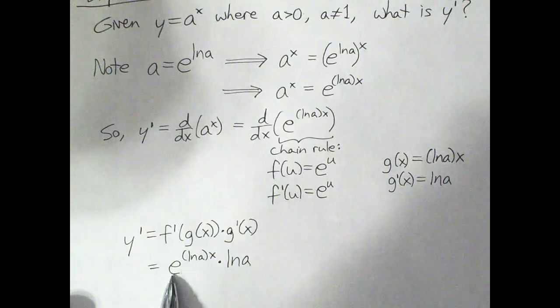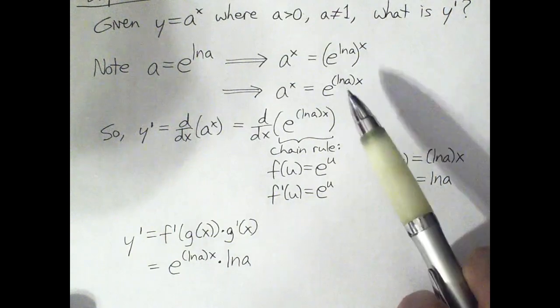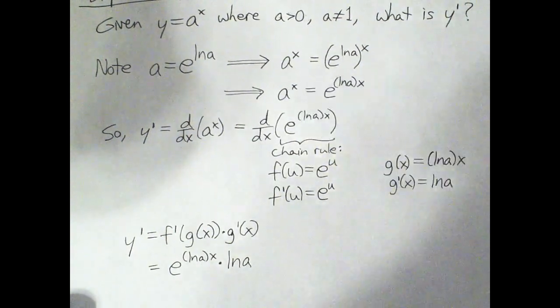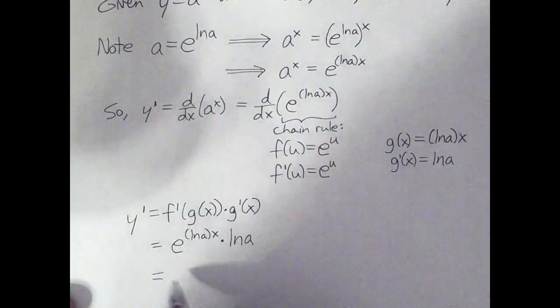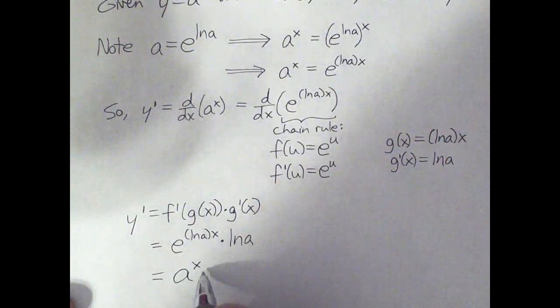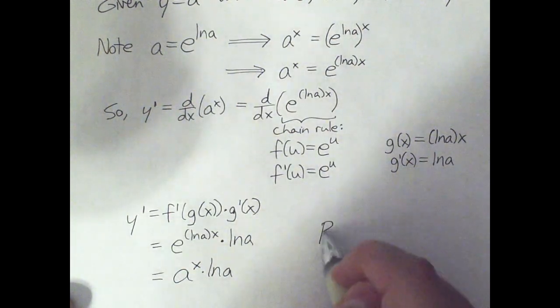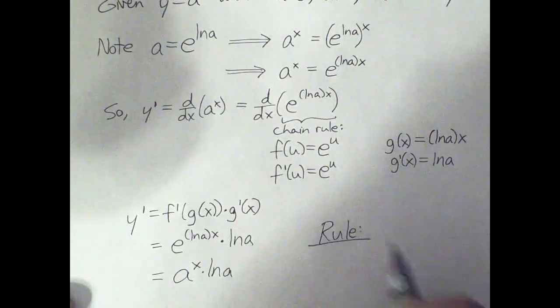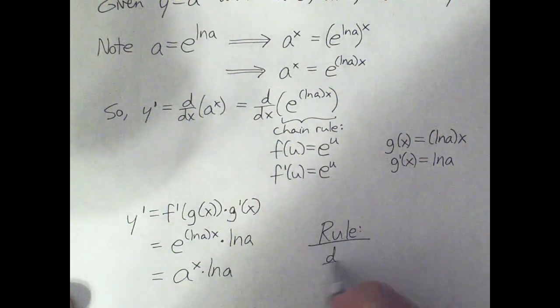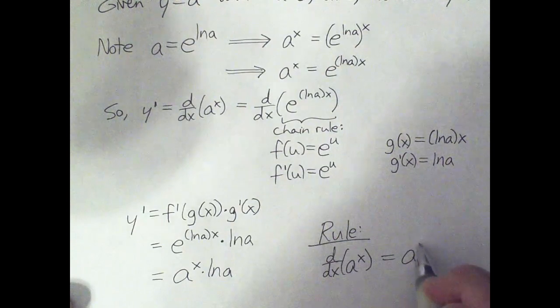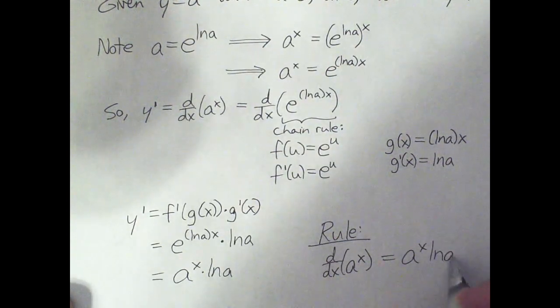Take a look at this: e to the ln a x. Earlier, we said e to the ln a x is equal to a to the x. So this could be rewritten as a to the x times ln a. And that means that the rule for the derivative of an exponential function is the derivative of a to the x equals a to the x times ln a.